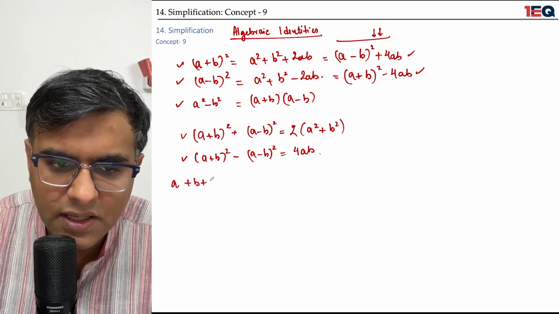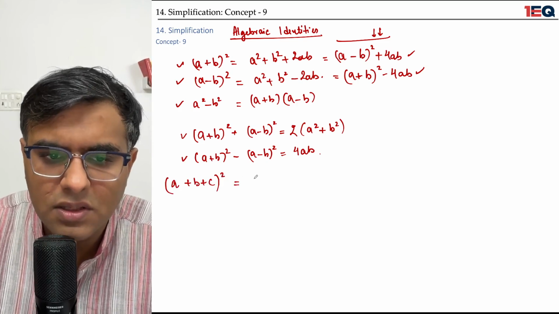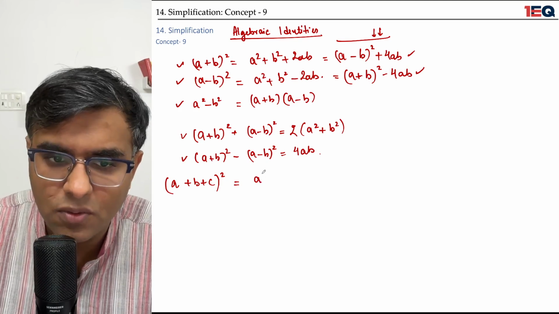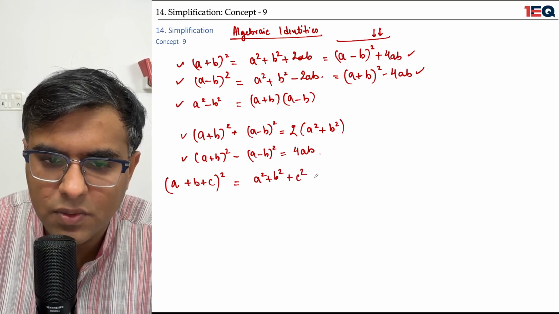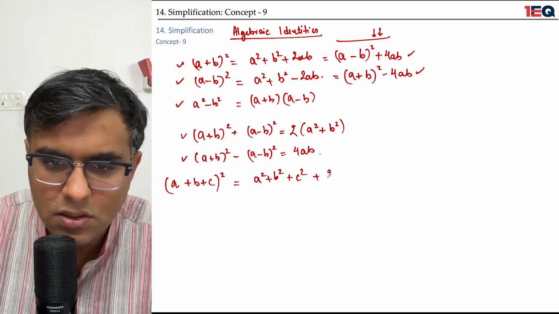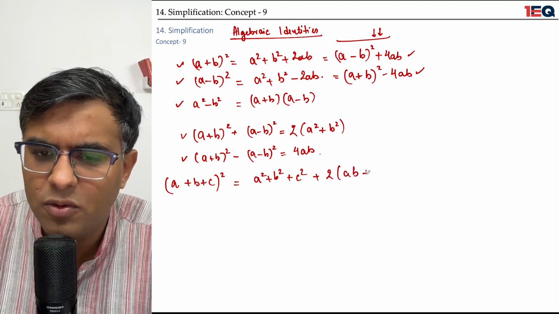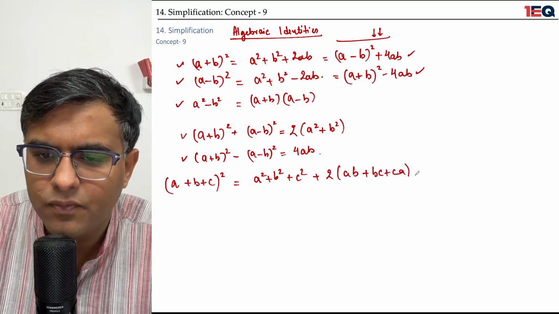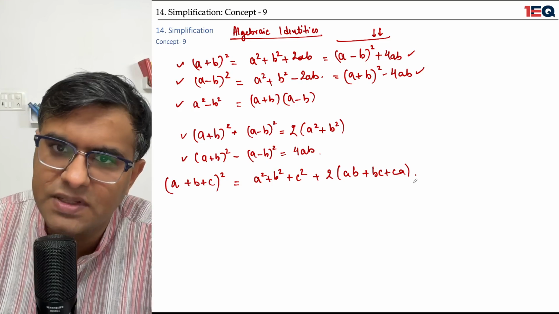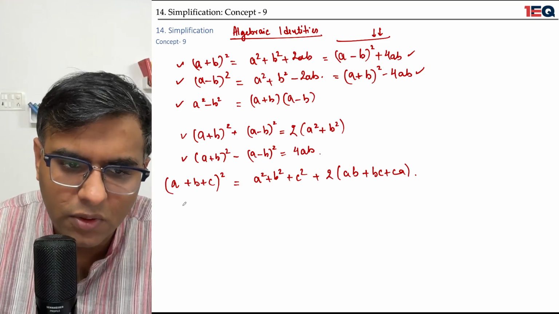The identity is (a plus b plus c) whole square. This identity comes out to be a square plus b square plus c square plus 2ab plus 2bc plus 2ca, and I would be writing them down as ab plus bc plus ca. Okay, 2ab plus 2bc plus 2ca. This would be the final outcome.